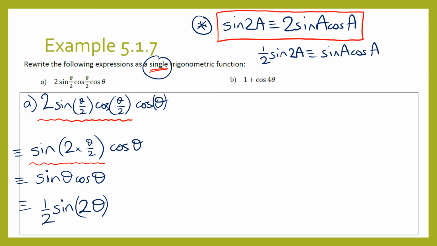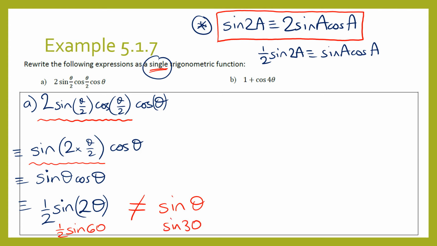That's part A done. However, please be aware, half of sine 2 theta is not, I repeat, is not sine of 1 theta. Half sine of 2 theta is not sine of 1 theta. I can prove that they're not equal just by finding a value of theta where the two sides give us different values. 30 degrees would do the job. So half sine of 2 lots of 30 degrees, is that the same as sine of 30 degrees?